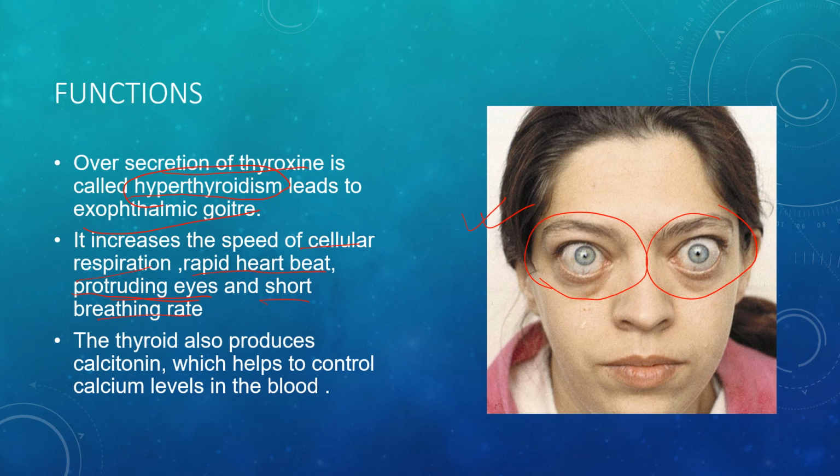The thyroid gland also produces calcitonin, which helps to control the calcium levels in the blood. Calcitonin is another important hormone present in the body, secreted by the thyroid gland, and it helps in the control of calcium levels in the blood. So we will move on to the next gland for today's lesson.